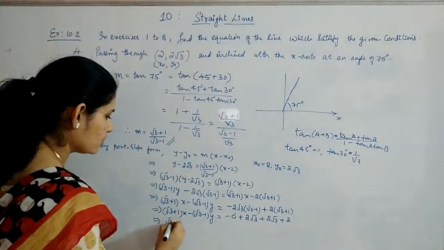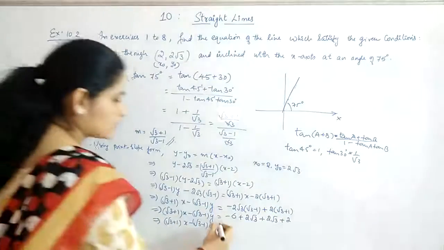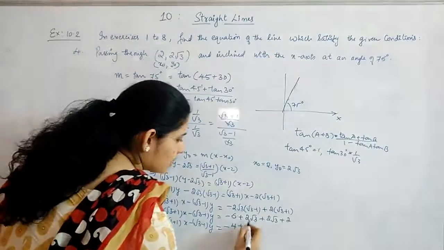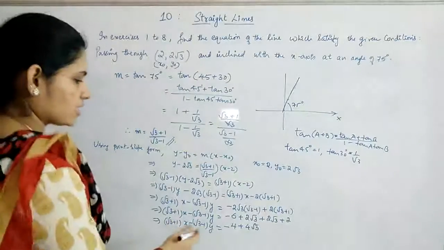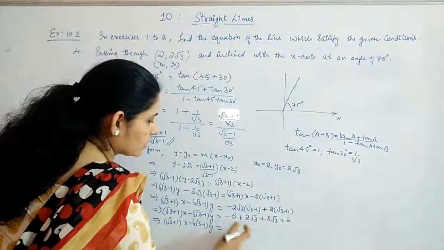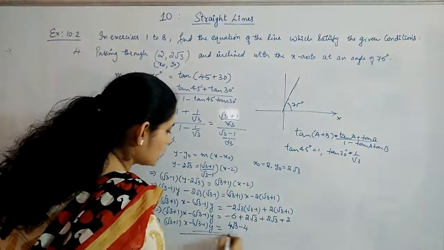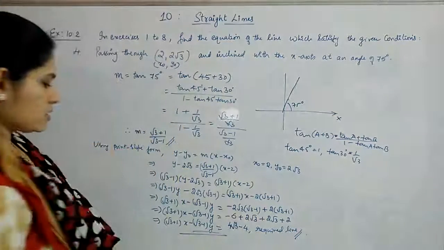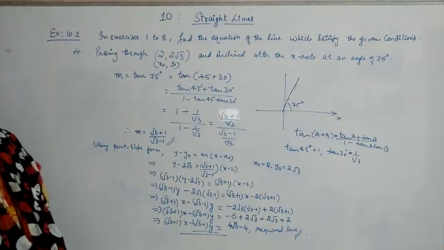So we will get (root 3 plus 1) into x minus (root 3 minus 1) into y is equal to, here minus 6 and there you have 2, so it becomes minus 4, plus this will give you 2 root 3 plus 2 root 3 is 4 root 3. So we can make it 4 root 3 minus 4 on the right hand side, and this will be the required line. That is (root 3 plus 1) into x minus (root 3 minus 1) into y is equal to 4 root 3 minus 4.